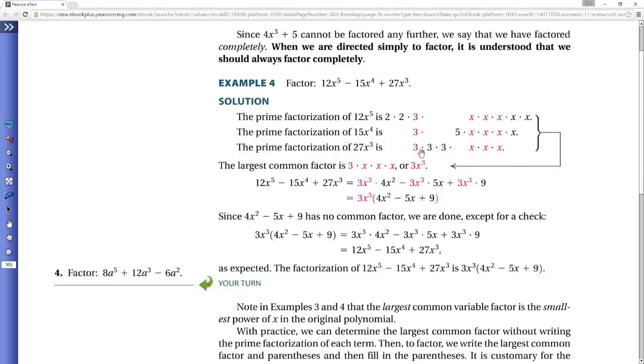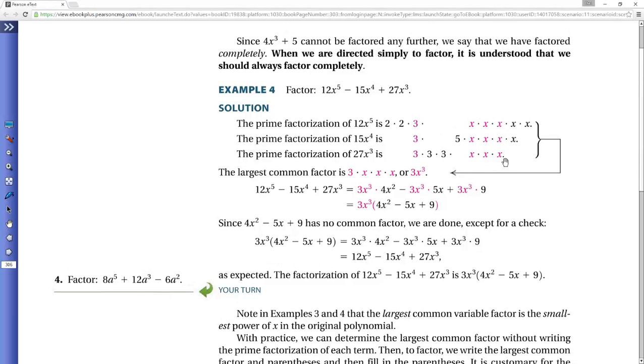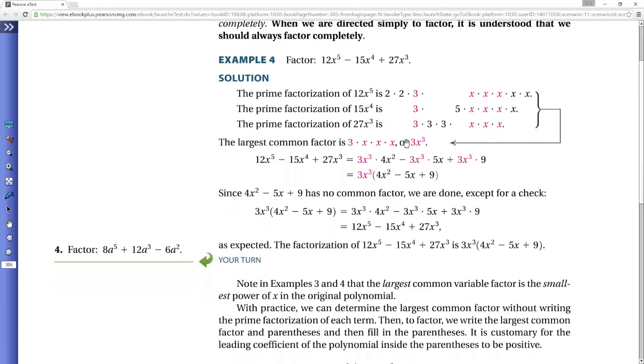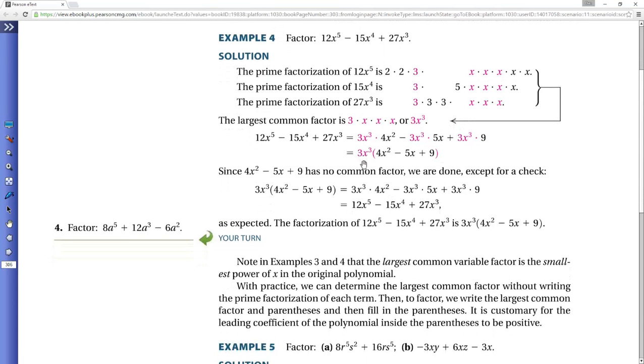They just don't show it here in the book. But anyhow, here's a listing of all the prime factors of all 3 terms. We match up the common ones, okay? Which happens to be 3 times x times x times x, or 3x cubed, is common for all 3 of these. So I know I'm going to have this 3x cubed in front of the parentheses of my new multiple term expression in here. And then what do I have left?